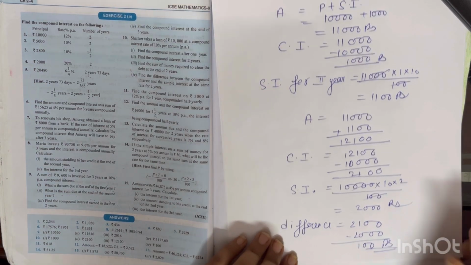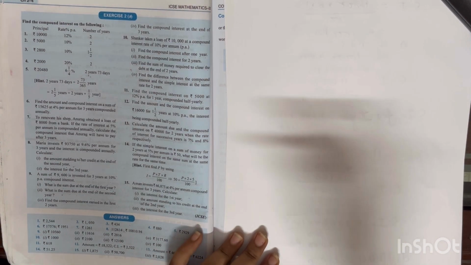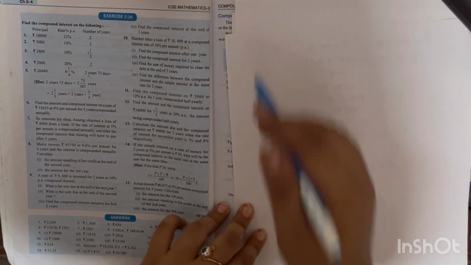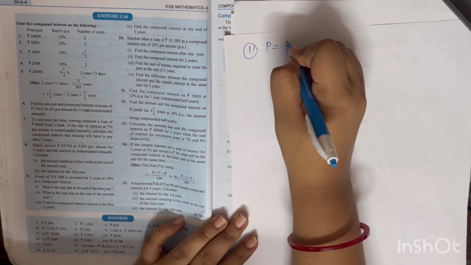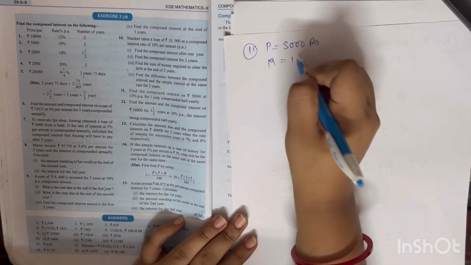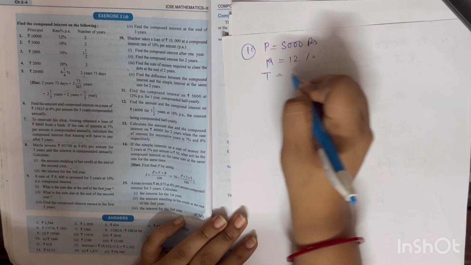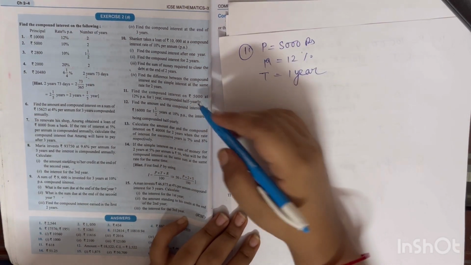Now question number 11. Find the compound interest on rupees 5,000 at 12% per annum for 1 year compounded half yearly. So question number 11. P is 5,000 rupees, R is 12%, and time is 1 year. And you have to find out that compounded half yearly. And if it is given compounded half yearly, so the rate will be half.